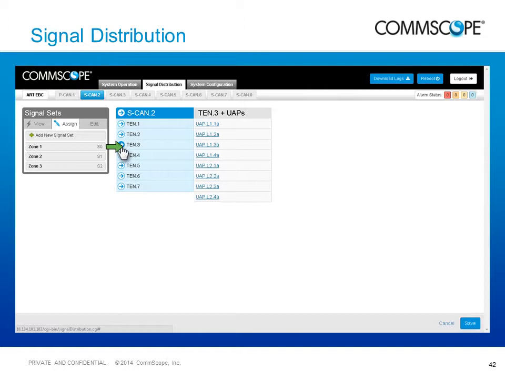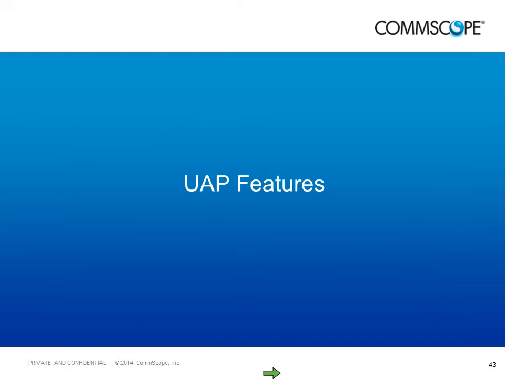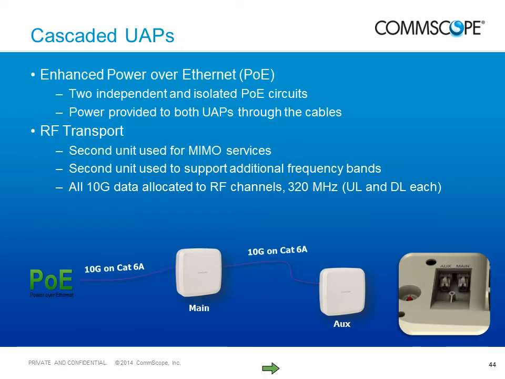Let's talk about the UAP. UAP is a universal access point. It is powered by enhanced power over Ethernet. We have two independent PoE circuits within the Cat6a cable. So we can either support two UAPs or another IP device connected to the auxiliary port of the UAP. So this provides us a couple of options.